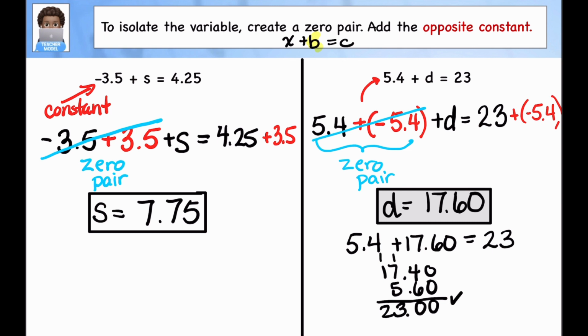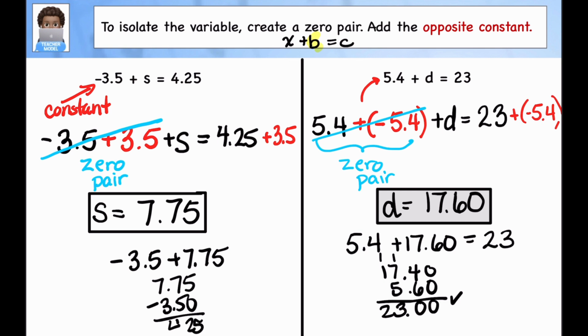We can do the same thing on the other end. Let's check our work. Negative 3 and 5/10 plus 7.75. Again, there's going to be some canceling here. We're going to have to subtract, so I'm going to rewrite it. 7.75 minus 3.50 also gives us 4.25, so it's also correct.